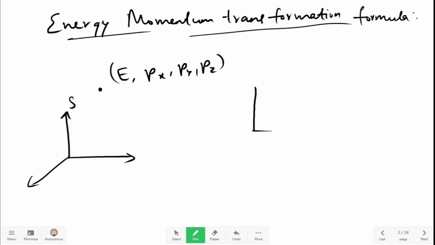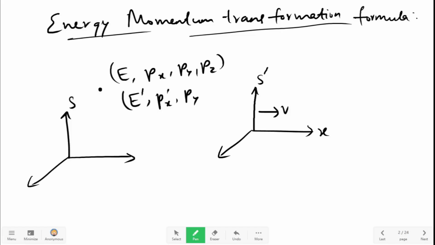Now there is another frame which is moving with velocity v. Let's say this frame is S prime. It is moving with velocity v in the x-axis direction, positive x-axis direction. Then when viewed from the S prime, energy is E prime, Px prime, Py prime, Pz prime. This is the momenta and energy of the particle when viewed from S prime. The relation between E prime and E is E prime is equal to E minus Px v times gamma.